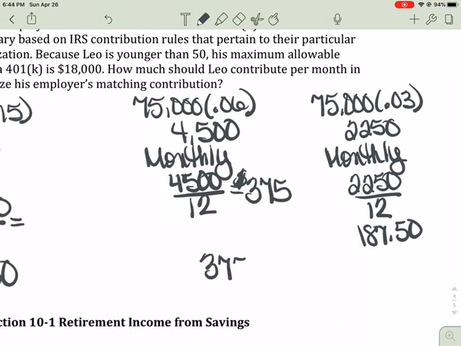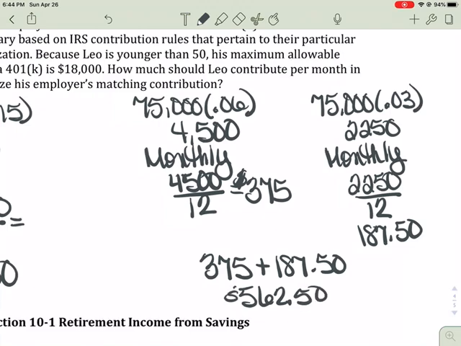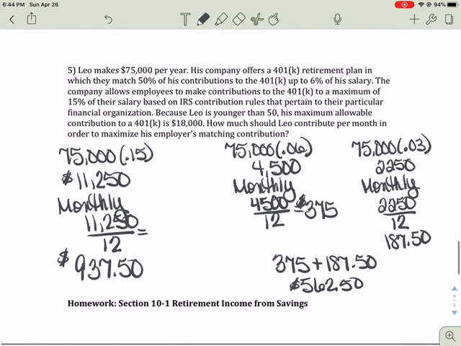So together between him plus the company, $562.50 is going in. Okay, so it's smaller than him straight contributing to the 401k, but the company match is not too bad.